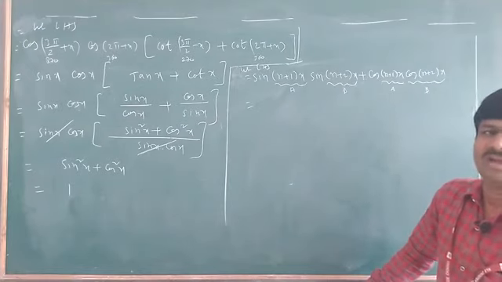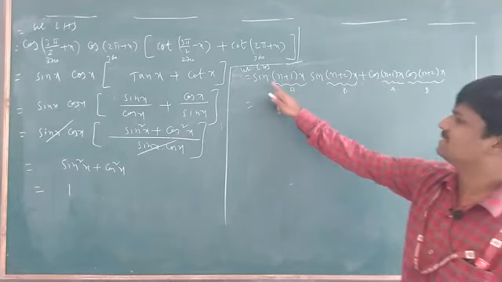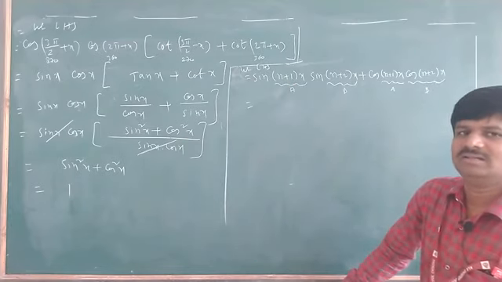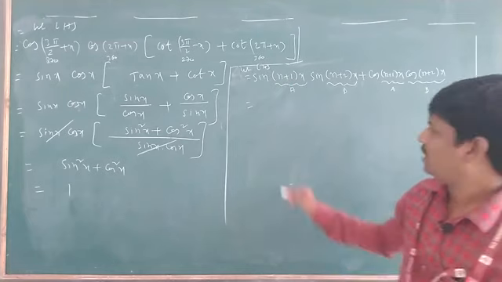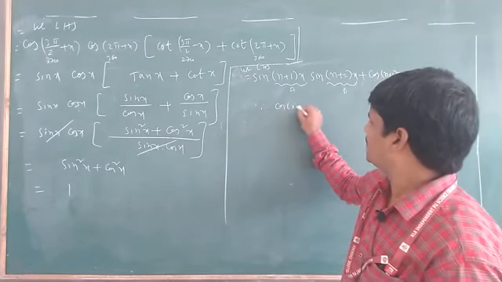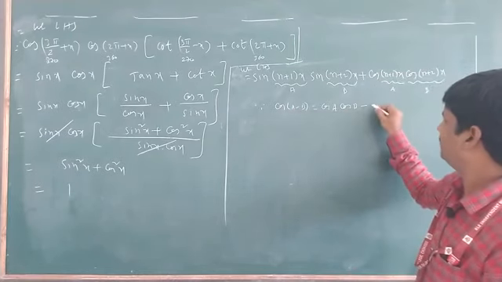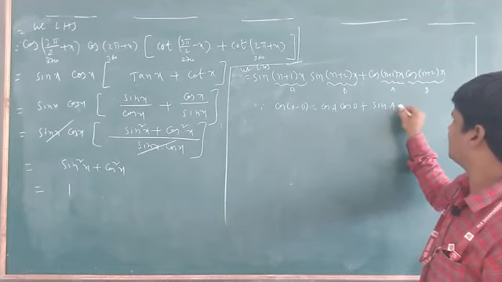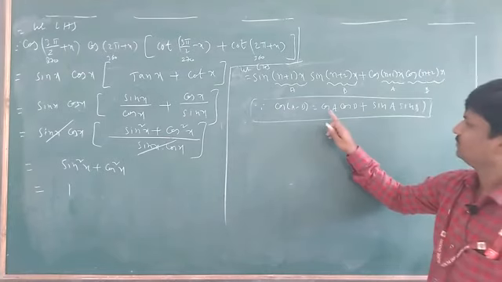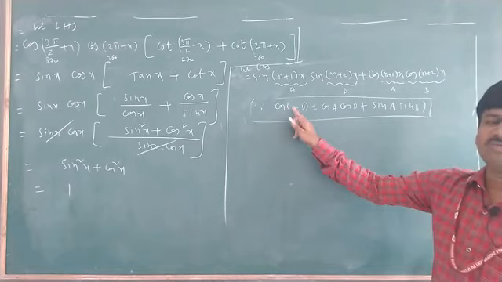What is the formula? Or else you have to write it like this: cos A cos B plus sin A sin B. What is the formula? Cos of A minus B. Cos of A minus B is equal to cos A cos B plus sin A sin B. Yes sir.